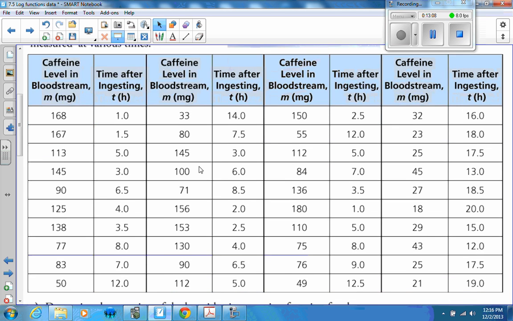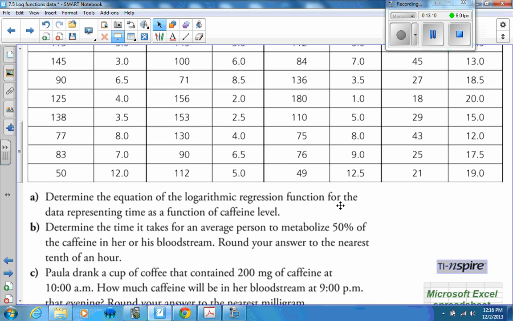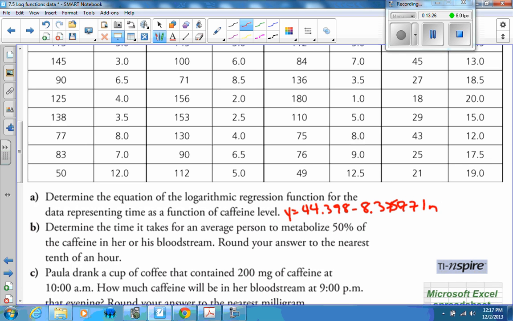So the book says, determine the logarithmic regression. So we did. It was y equals 44.393 minus 8.3577 ln of x. Okay, determine the time it takes an average person to metabolize 50% of her caffeine. Everybody started at 200, so 50% of that, we're looking for the 100 milligrams. Remember, x was your milligrams.